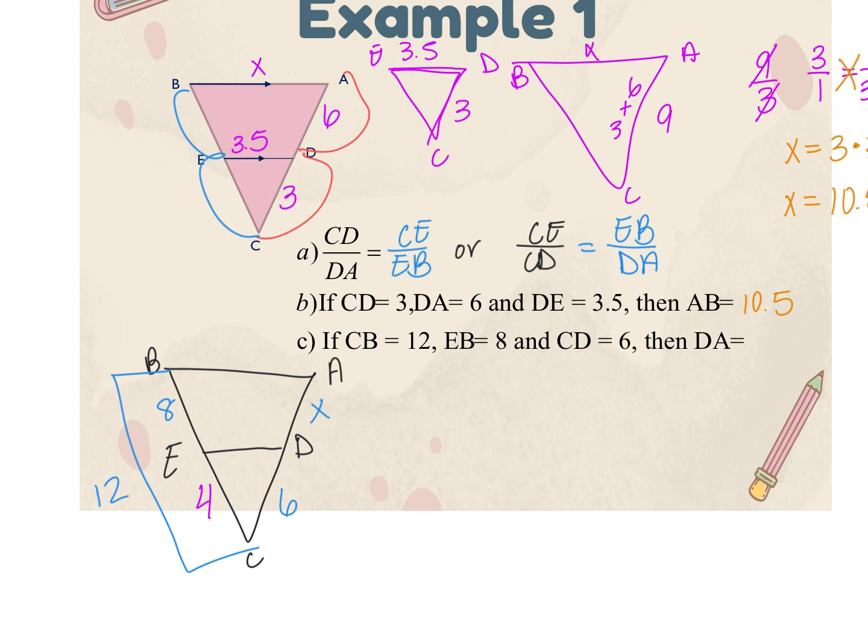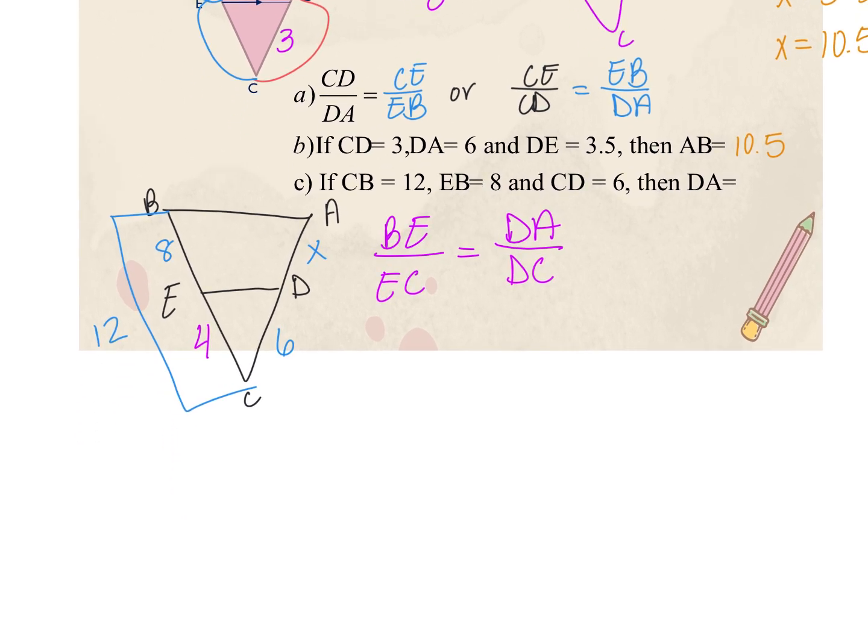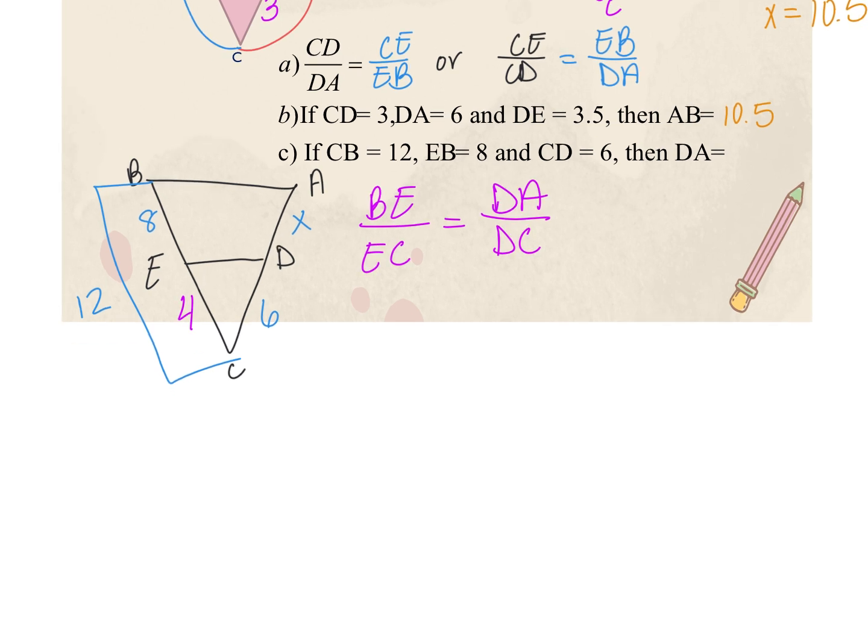So look how I set this up. I am setting it up, do it in purple, I'm setting this one up as BE over EC is equal to DA over DC. That's how I'm setting it up. I'm not adding the sides. If I were to add the sides, I would have to do cross multiplication, I would have to do distribution, and multiplying and moving stuff to the other side. But look at how easy this is.